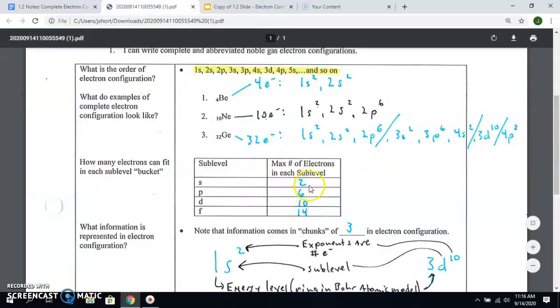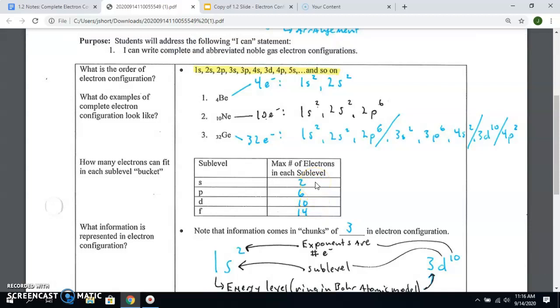Okay, and those numbers are 2, 6, 10, and 14. If you ever forget the maximum capacity, just remember it starts with 2, and then it's a sequence. You keep adding 4. So 2 plus 4 is 6, plus 4 is 10, plus 4 is 14.